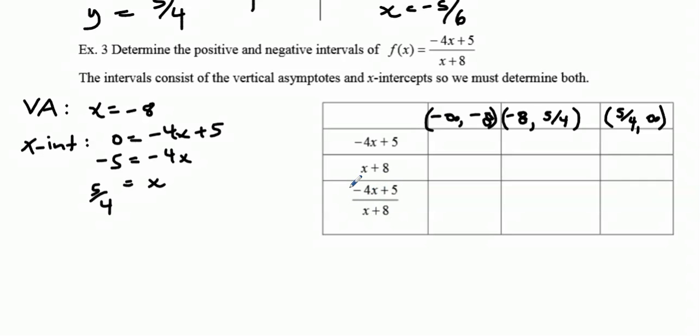Instead of with the polynomial functions, where we were just always multiplying together, this is the top, this is the bottom. We want to know if the whole thing is positive or negative. So we can have another little thing here saying result, and then we'll just decide whether it's positive or negative. Okay, let's start here.